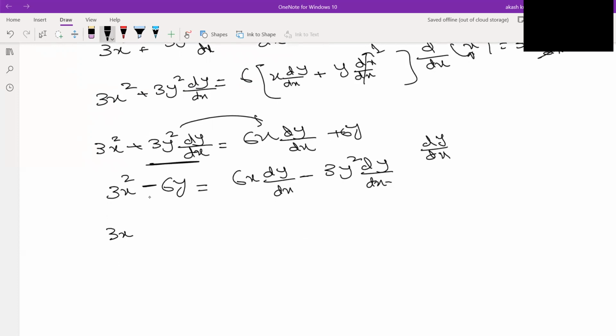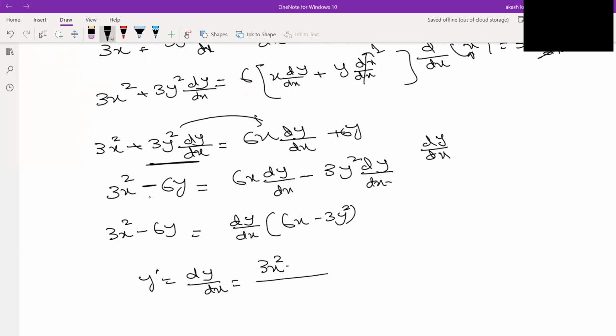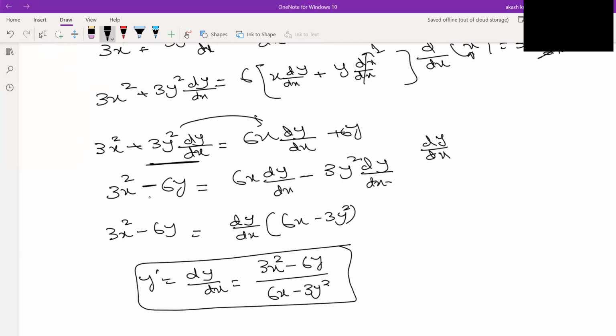Now it will be 3x squared minus 6y is equal to, taking common dy by dx, it will be 6x minus 3y squared, right? y dash or dy by dx is equal to 3x squared minus 6y divided by 6x minus 3y squared. Is this question clear to you? Yes. Okay.